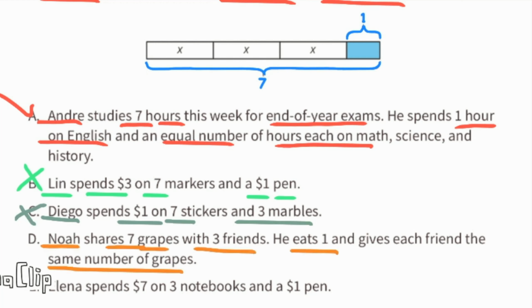Let's look at D. Noah shares 7 grapes with 3 friends. He eats 1 and gives each friend the same number of grapes. The 3 x's represent the equal amount given to the 3 friends, and the 1 unit represents the 1 grape that he ate. So the diagram matches story D. Let's look at story E. Elena spends $7 on 3 notebooks and a $1 pen. The 3 x's in the diagram represent the 3 notebooks, and the 1 unit in the diagram represents the dollar pen. So the diagram represents story E.